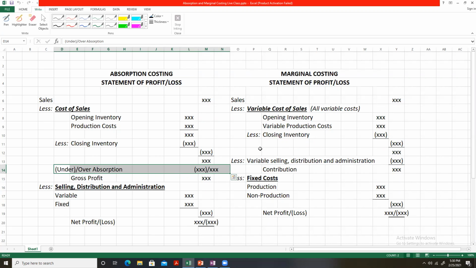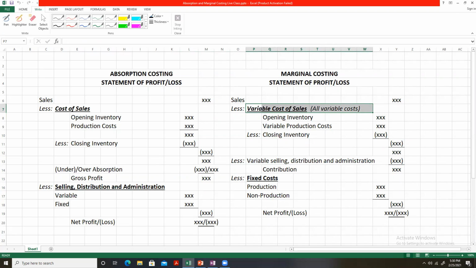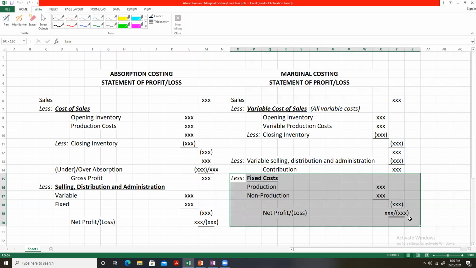But in marginal costing, we value inventories only on the basis of variable production costs, as you can see. And to get contribution, we deduct all the variable costs from the sales revenue in marginal costing, and all the fixed costs are written off as a period expense.